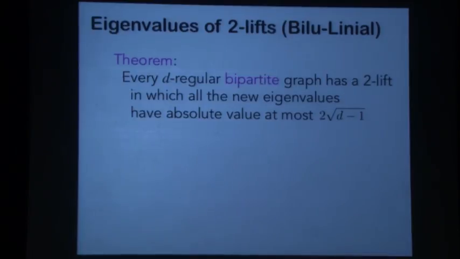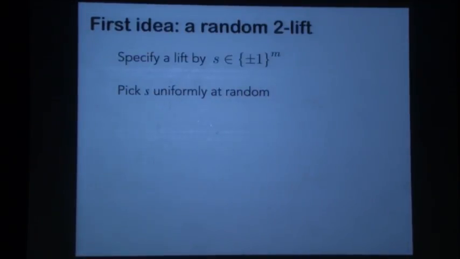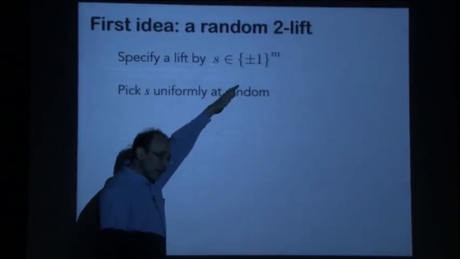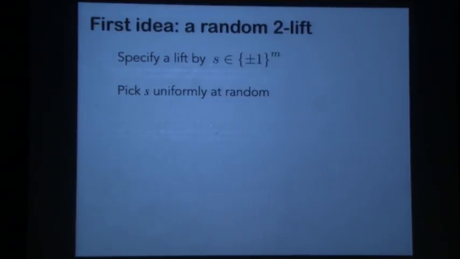OK, so let's think about how we'd prove it. Their first suggestion, and what they analyze in their paper some, is looking at a random two-lift. If you want to look at a random two-lift, a way of specifying it is just to record the sign for every single edge, whether or not they switch. So for every single edge, m being my number of edges, we'll pick each edge to get a plus 1 or minus 1, and we'll do this independently. So we'll pick a signing uniformly at random for every edge.